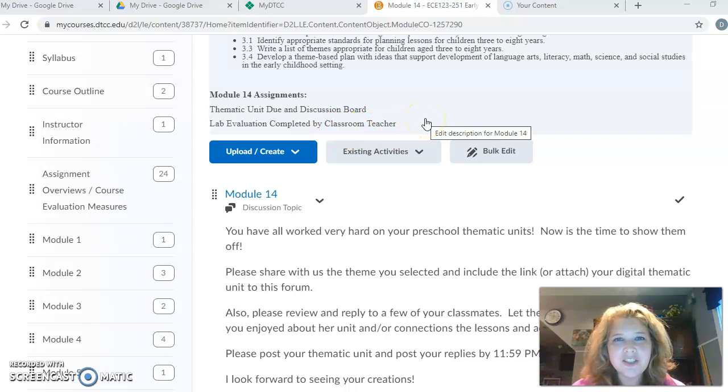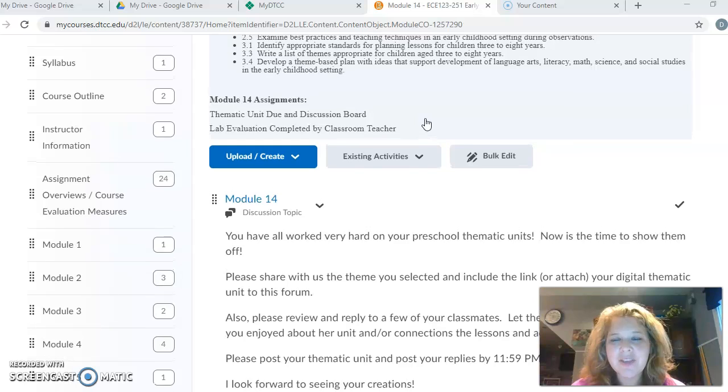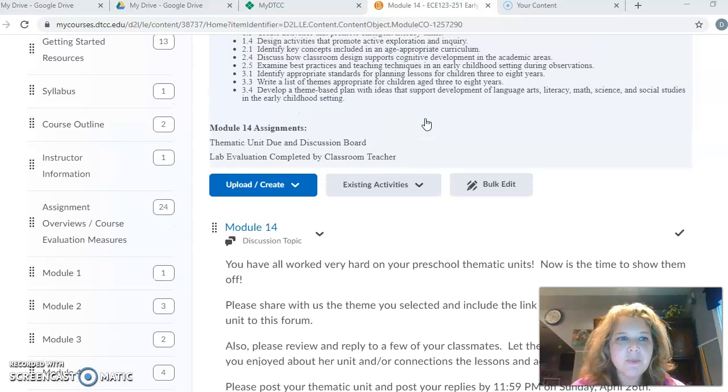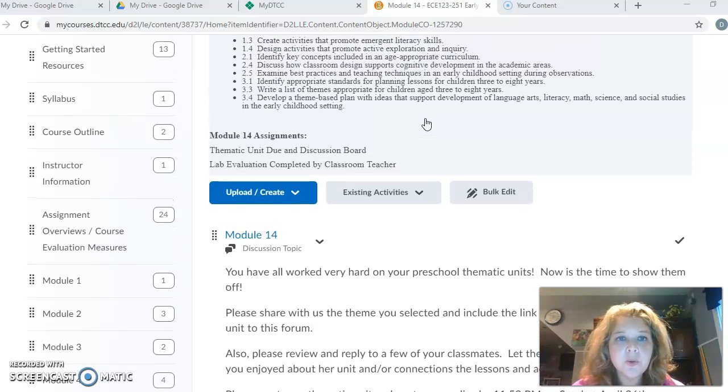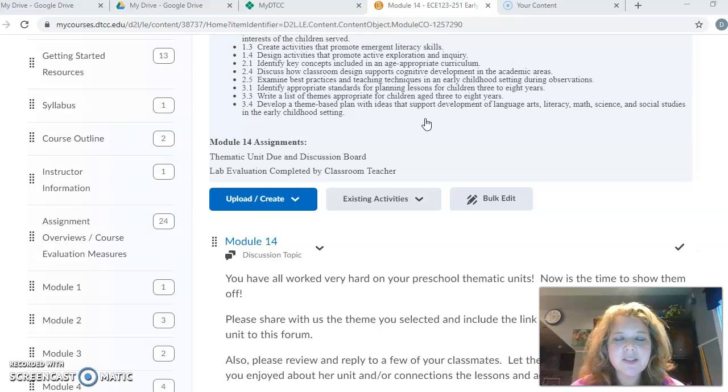There's nothing you need to do for that. I will take care of it. Those of you that had me for methods 2 know that I usually give you the lab evaluation to have the teacher fill out, but this time, since life's a little crazy right now, I'll just take care of it. So I'll take care of it, and then by next week, post your grade for your lab evaluation. So there's nothing you need to do for that.